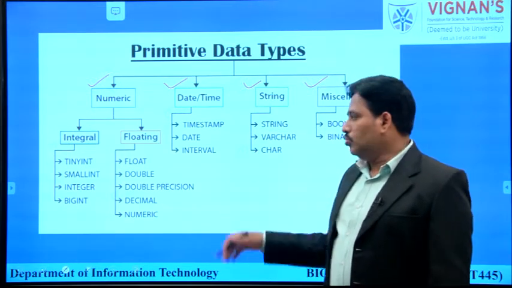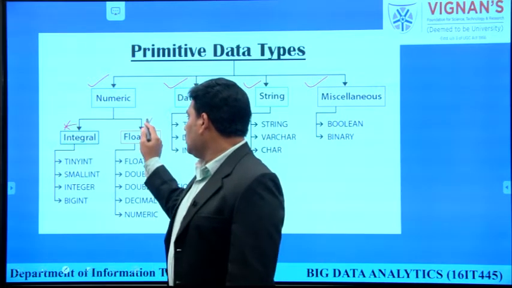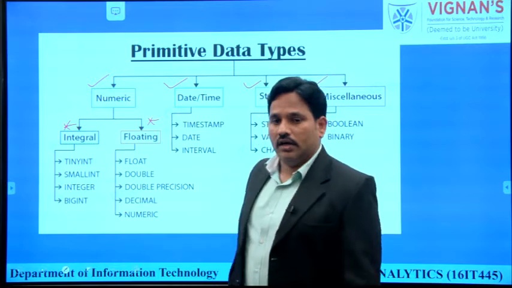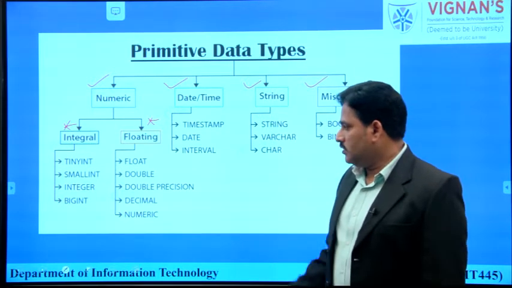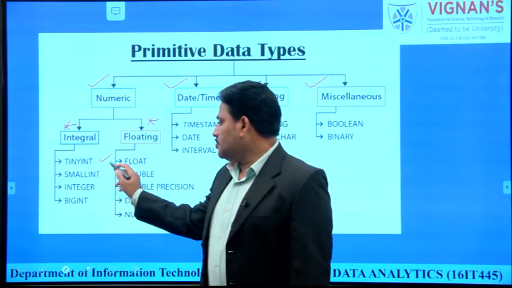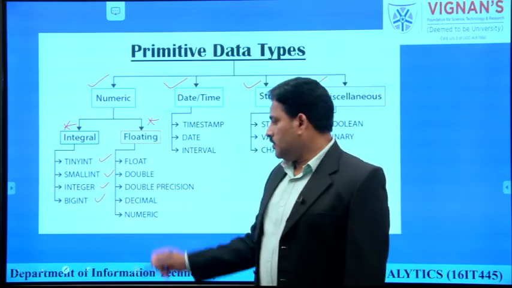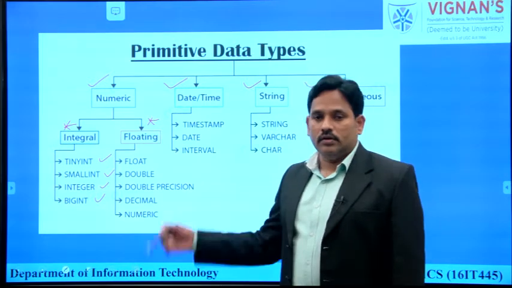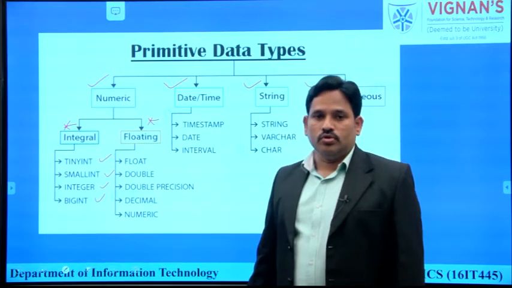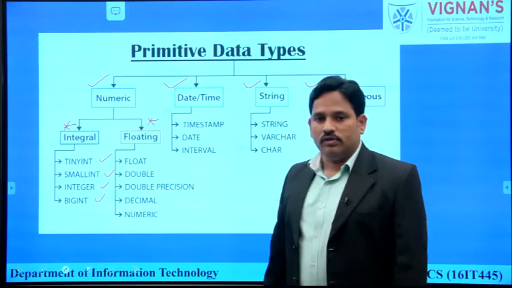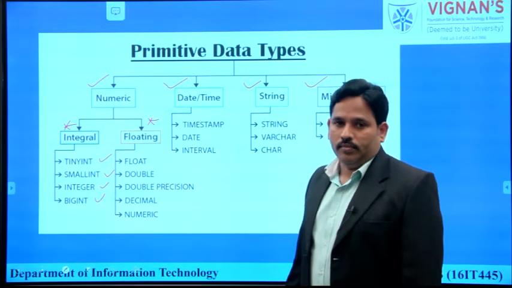Under numeric we have two subcategories: integral and float data types. Under integral we have four commonly used data types: tiny int, small int, integer, and big int. Tiny int is used to store 1 byte of information, whereas small int is used to store 2 bytes. Integer will store 4 bytes of information, whereas big int will store 8 bytes.